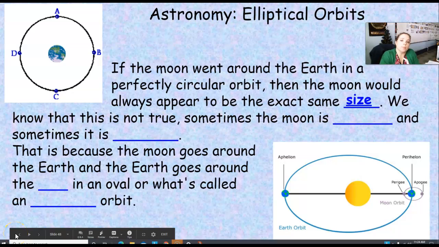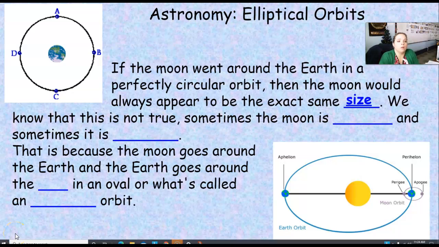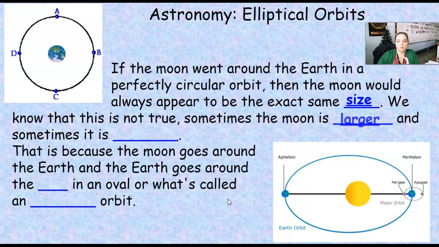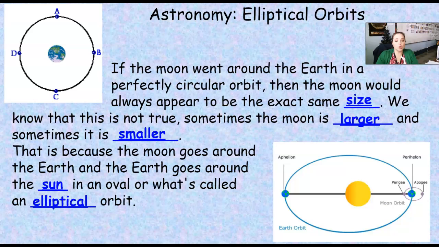Today we're looking at elliptical orbits. All right, so if the moon ran around the Earth in a perfect circle, then the moon would always appear to be the exact same size. We know this is not true because sometimes the moon is larger and sometimes it is smaller, or it appears to be. That is because the moon goes around the Earth and the Earth goes around the sun in an oval, or what is called an elliptical orbit.